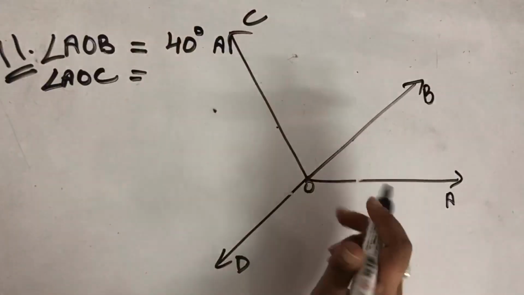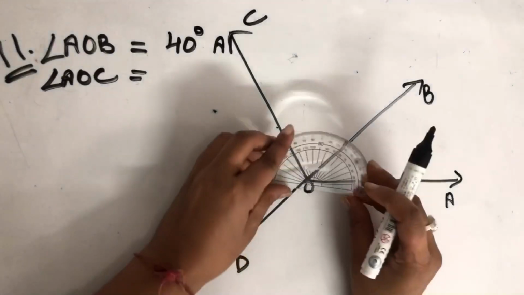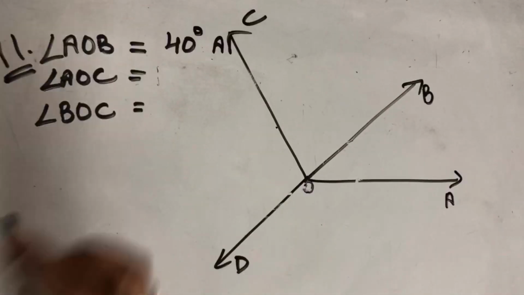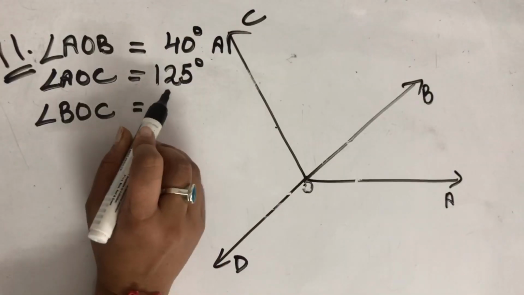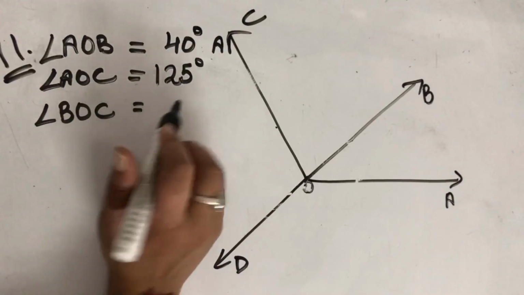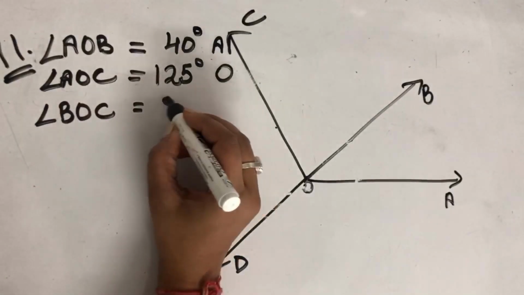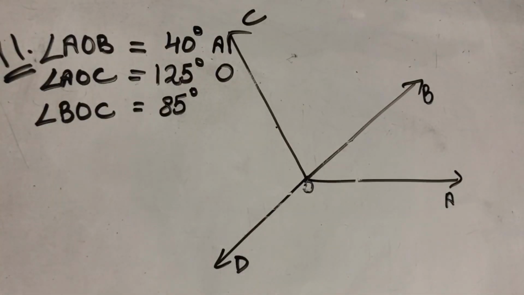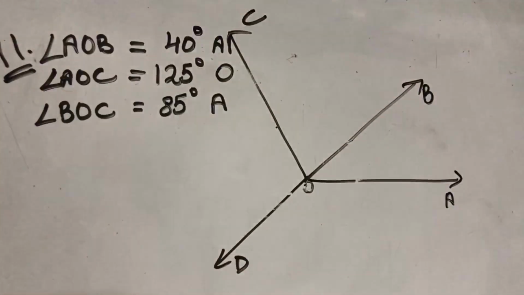AOC. This angle you have to find. Now you will keep the protractor here and measure the angle. So this angle is 125 degree. 125 is greater than 90. It means it is obtuse angle. So this angle is 85 degree. Now 85 is again less than 90. So it is acute angle.